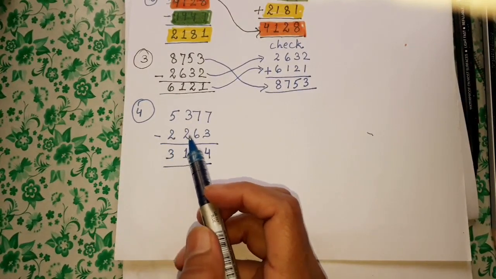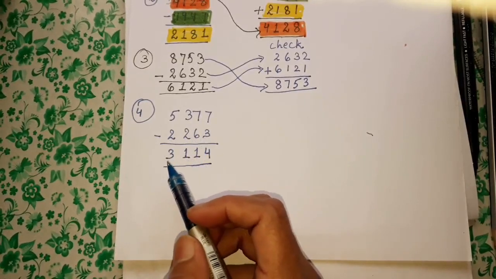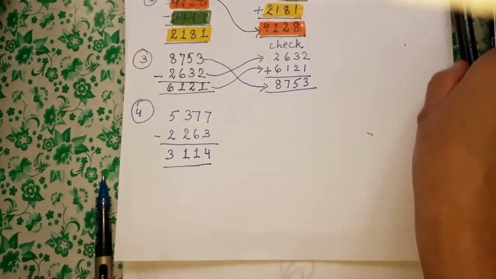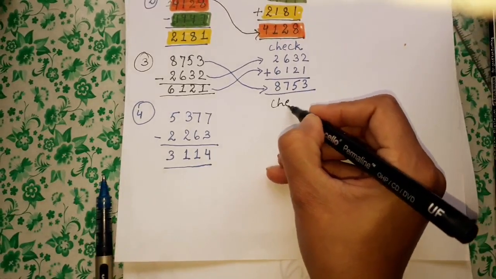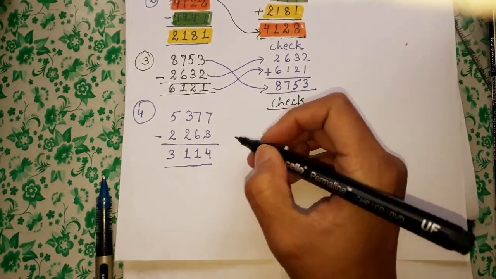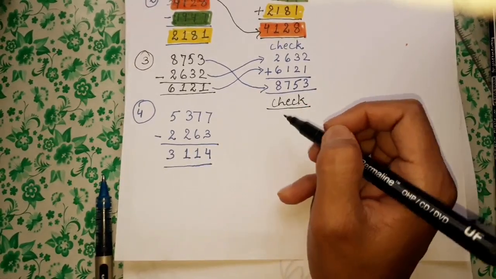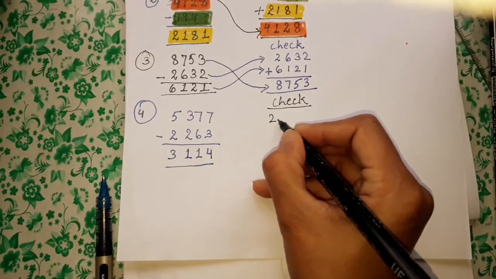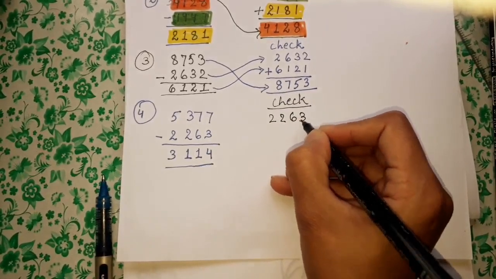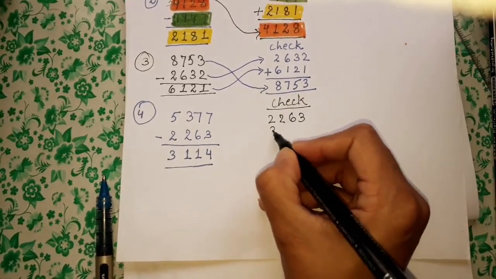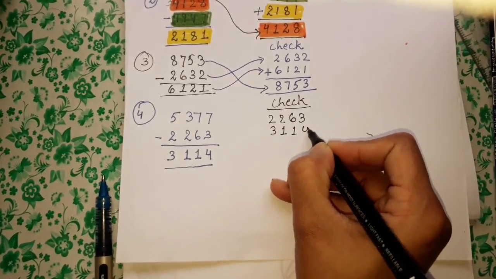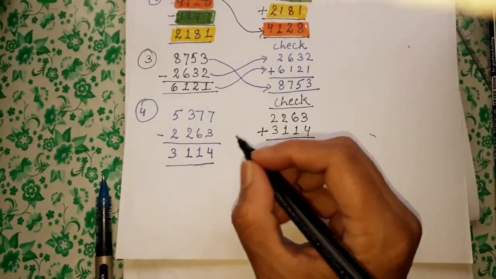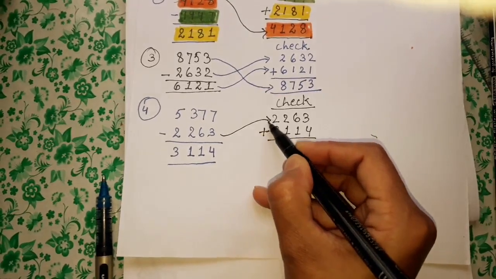So, the difference between 5377 and 2263 is 3114. For checking our answer, what we have to do again? Again, we have to arrange these numbers in column and then add it. What is our subtrahend? 2263. And what is our difference? 3114. And next what we have to do here? We have to do addition here. See, we write these things like this.